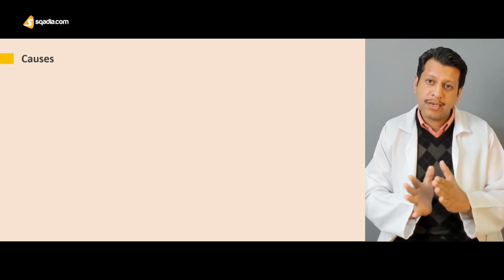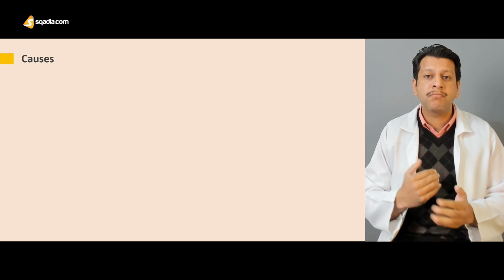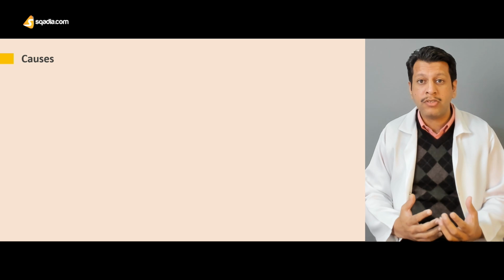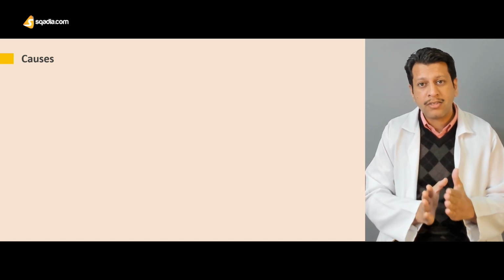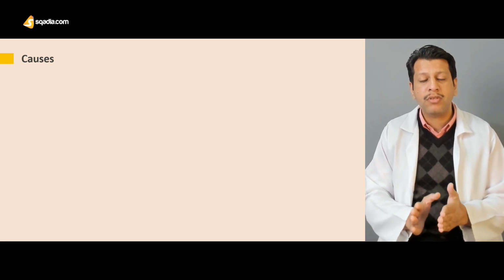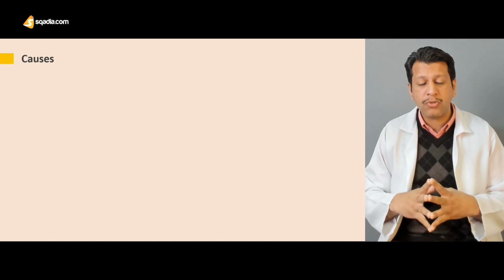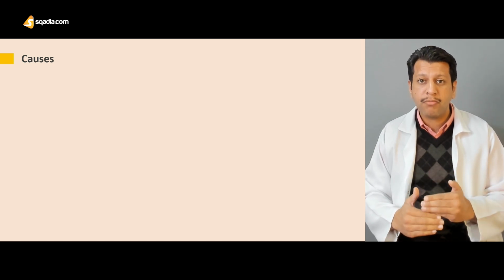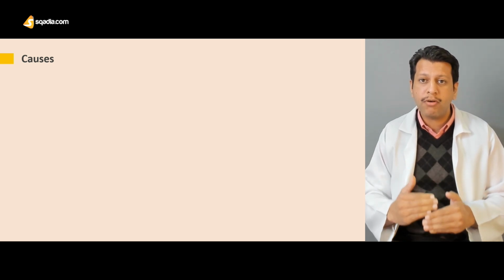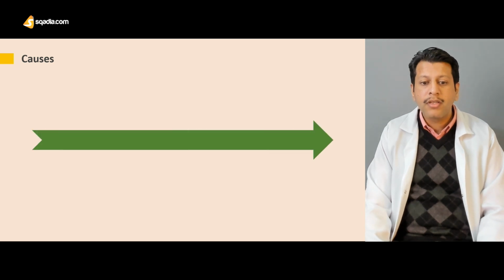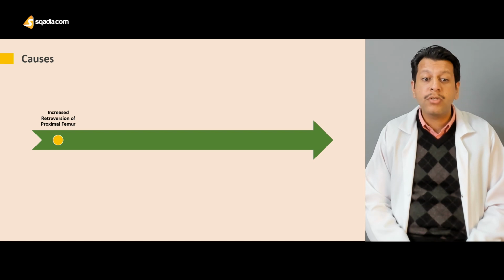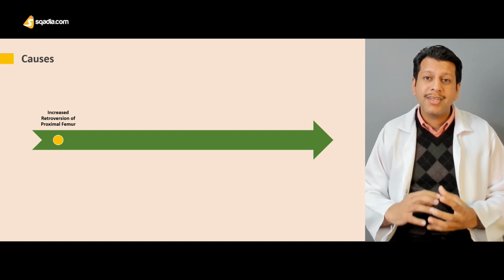Whatever we see next in terms of the patient's signs, symptoms, and even the complications of the disease are the cascade of events which starts right from the slip, and the main cause of the slip is always a mechanical cause, or it can be termed a biomechanical problem because of the loss of the perichondral ring over there. Then it can be briefly divided into increased retroversion of the proximal femur.